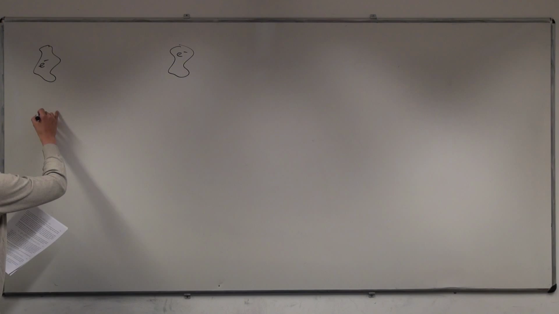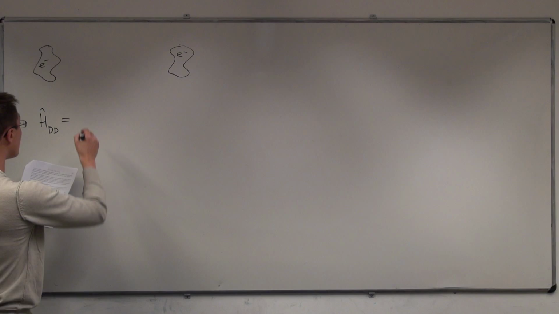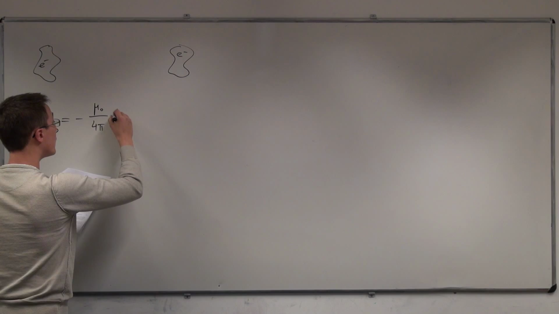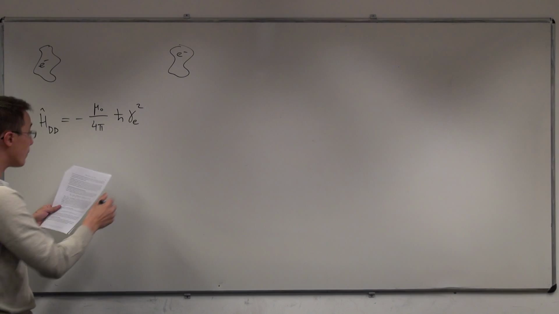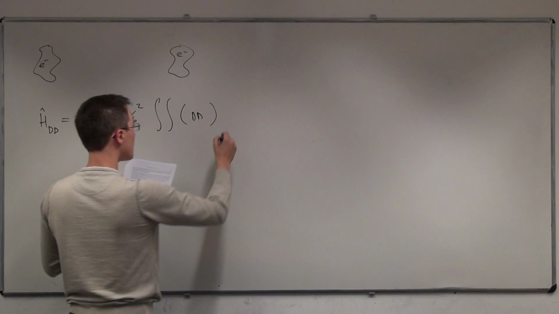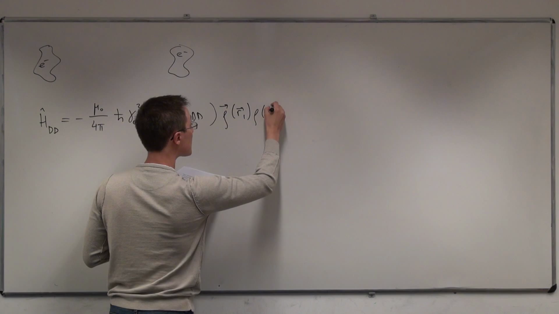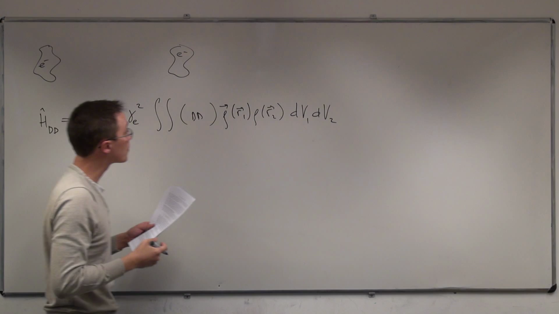the corresponding clouds. Well, as we can just generalize out of what was previously on the board, mu naught over 4 pi h bar gamma e squared. If their g-tensors differ significantly, then it will have to be gamma e1 gamma e2. Double integral over the same huge dipole-dipole matrix times the density of the first electron times the density of the second electron, d volume of the first electron, d volume of the second electron. Six-dimensional integral, but nothing too complicated.